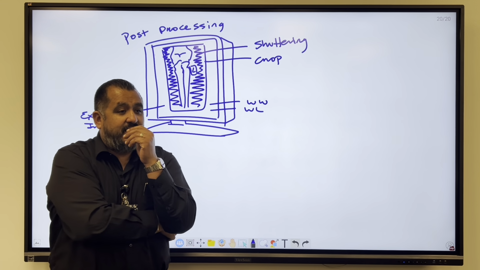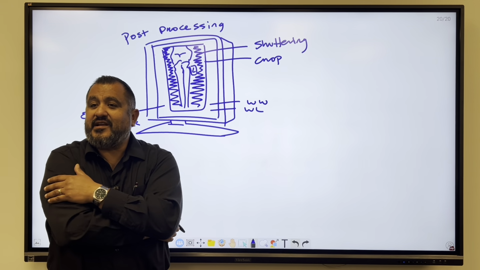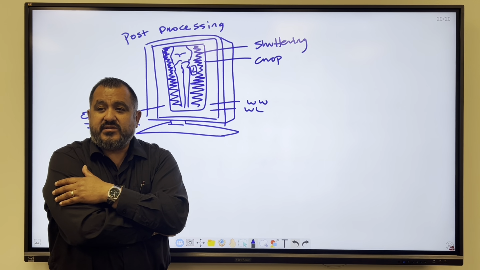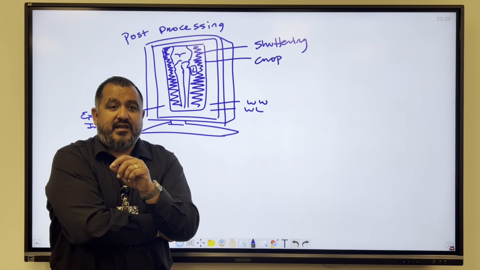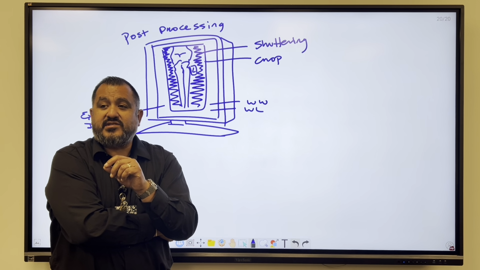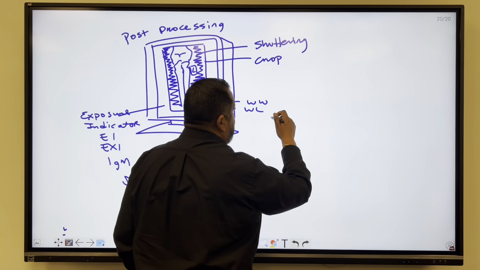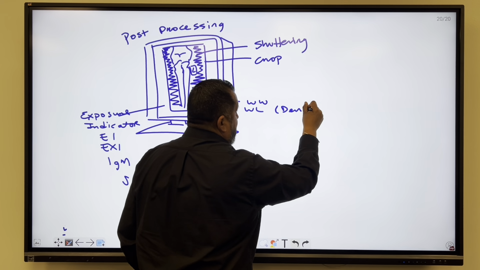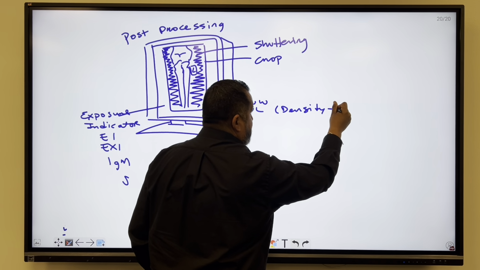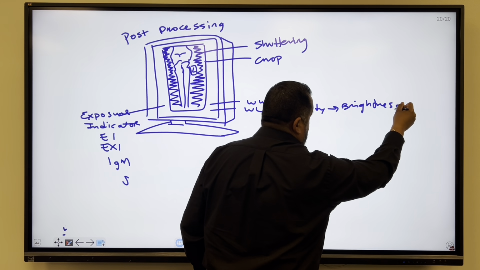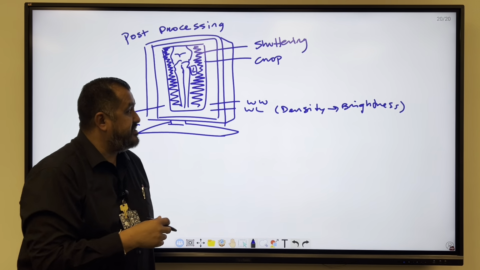Now let's say you're off on your technique a little bit and you want to change it. So what you can do is modify it. And when you modify it, let's say you want to change the density. If you make a change in density, which is going to affect the brightness, that's known as window level. Okay? So brightness and density is window level.